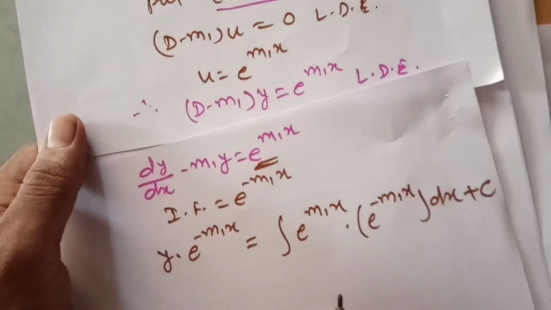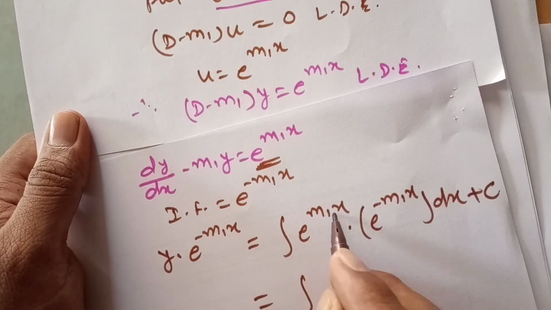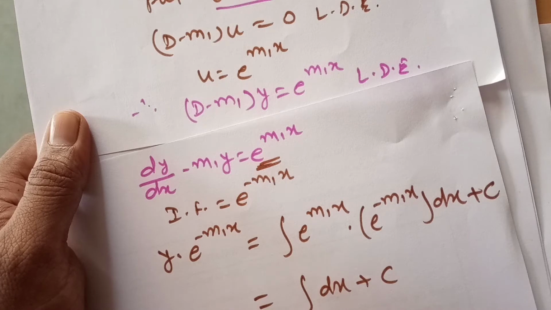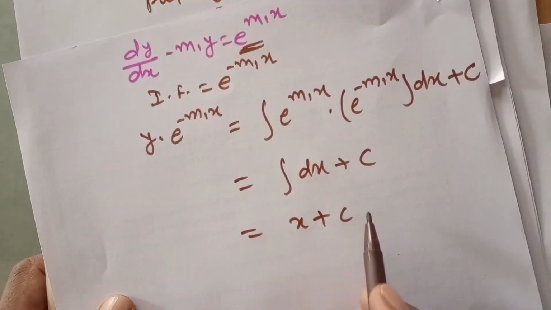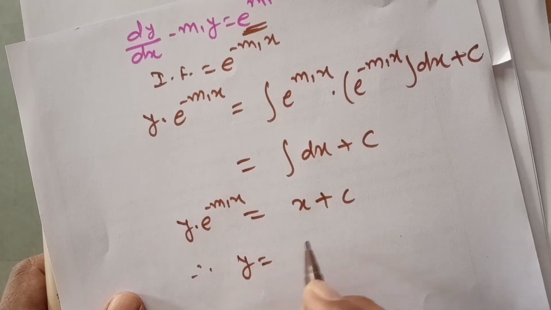I will take this constant, suppose I will take c. This is equal to e raised to m1x and e raised to minus m1x get cancelled. We are getting only dx plus this c, meaning we are getting x plus c. So this is y into e raised to minus m1x equal to x plus c.